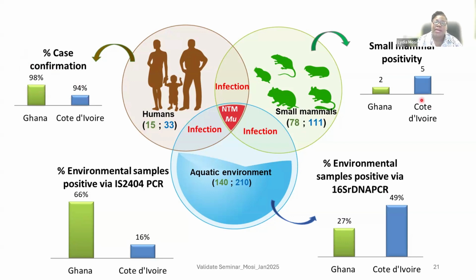And then we also trapped quite a few small mammals. Most of them were rats, and these traps were placed in the homes and kitchens of those who consented to be in this study. And we used Sherman traps, so we were limited to trapping mice or rats and not any other type of rodents. And for the first time in West Africa, we were able to show PCR positivity of M. ulcerans DNA in both Ghana and in Côte d'Ivoire.